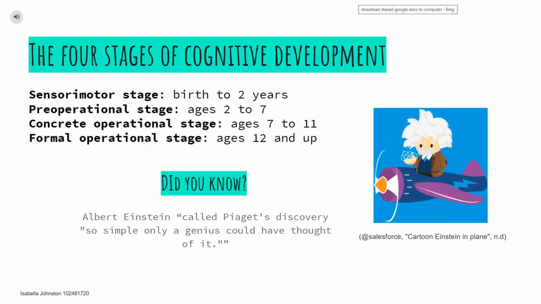There are 4 main stages that are then subdivided into other stages, but today we should just look at the 4. There's the sensory motor stage, which ranges from birth to 2 years old. The pre-operational stage is from ages 2 to 7, the concrete operational stage, ages 7 to 11, and the formal operational stage, which is for ages 12 and beyond.